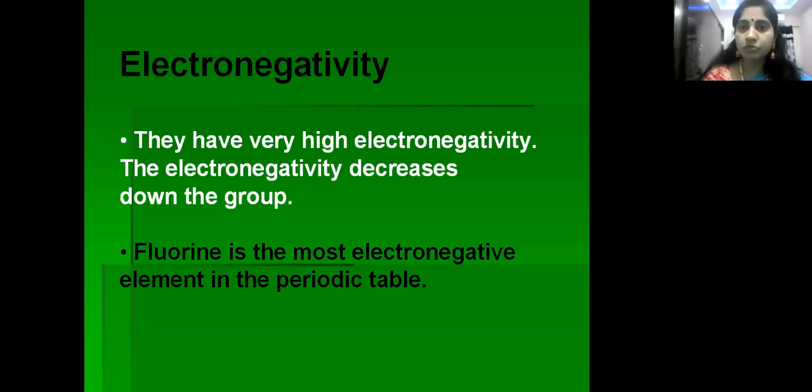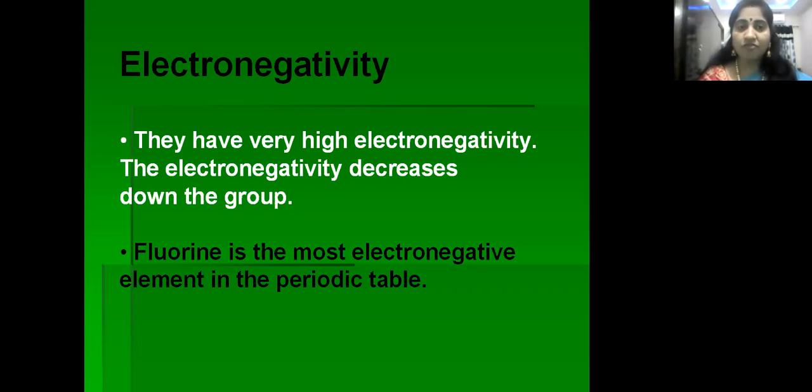Next, electronegativity. What is electronegativity? Ability of an atom to attract the bond pair of electrons towards it in a compound is called electronegativity. Okay, so smaller the size, more will be the electronegativity. It is also inversely related to the atomic size. Top to bottom atomic radii increases, so electronegativity decreases.